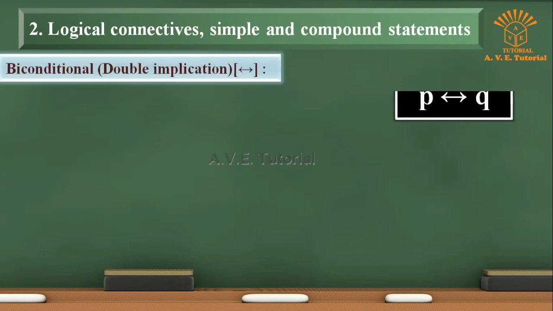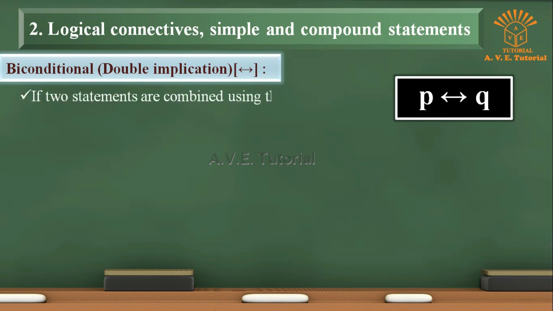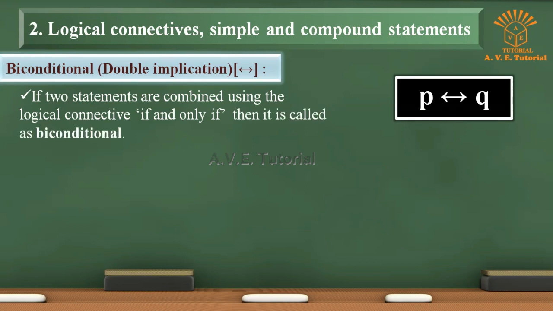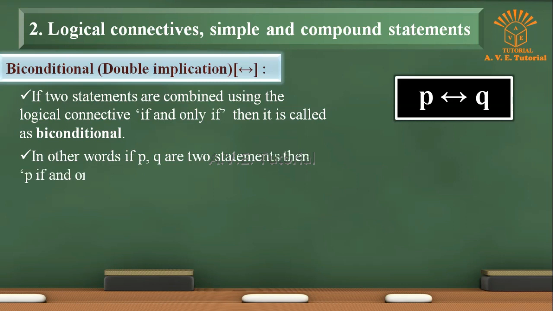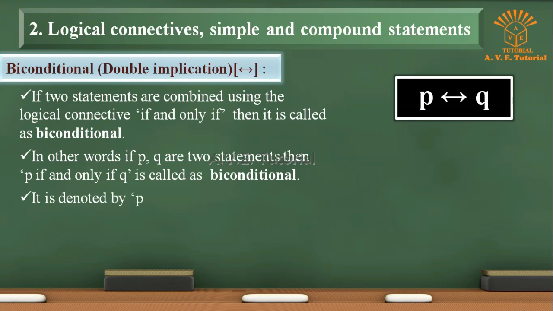Next topic is biconditional. Double implication. If two statements are combined using the logical connective if and only if, then it is called as biconditional. In other words, if P, Q are two statements, then P if and only if Q is called as biconditional. It is denoted by P double arrow Q. It is read as P biconditional Q or P if and only if Q.